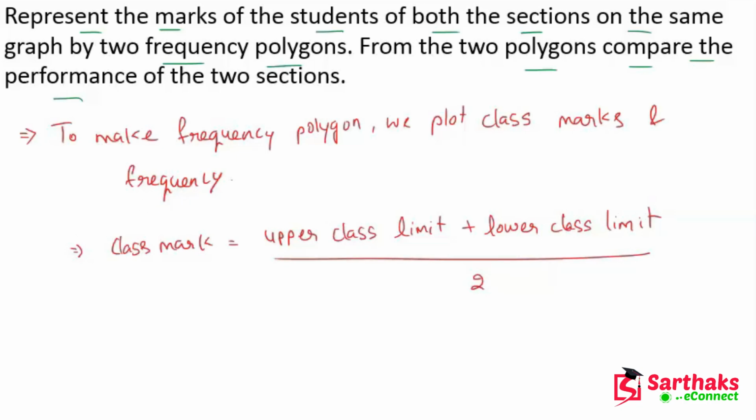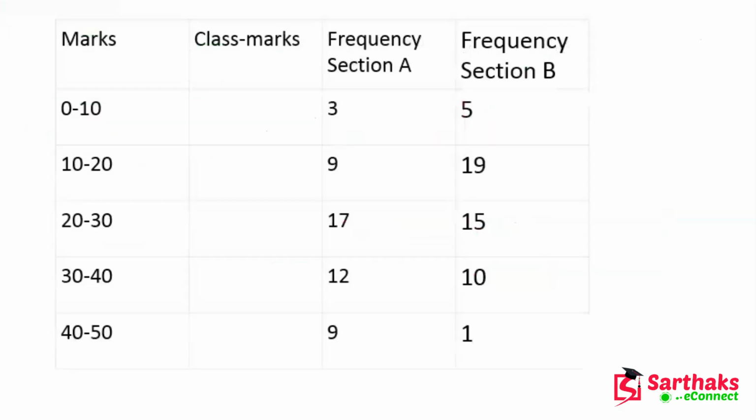Now with the help of this formula, let's find that. Here you can see we have the class intervals 0 to 10, 10 to 20, 20 to 30, 30 to 40, and 40 to 50. So these are continuous class intervals, and the class size is also the same: 10 minus 0 is 10, 20 minus 10 is 10, 30 minus 20 is 10. So this is constant.